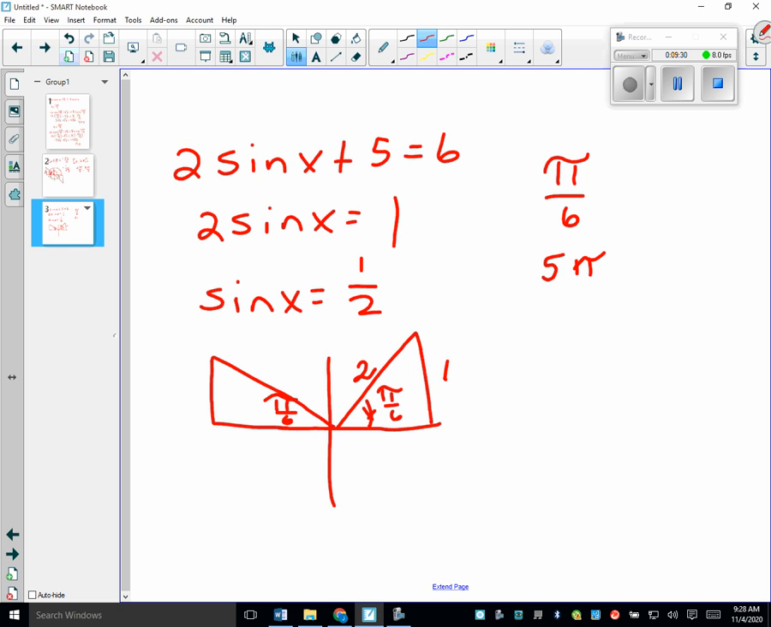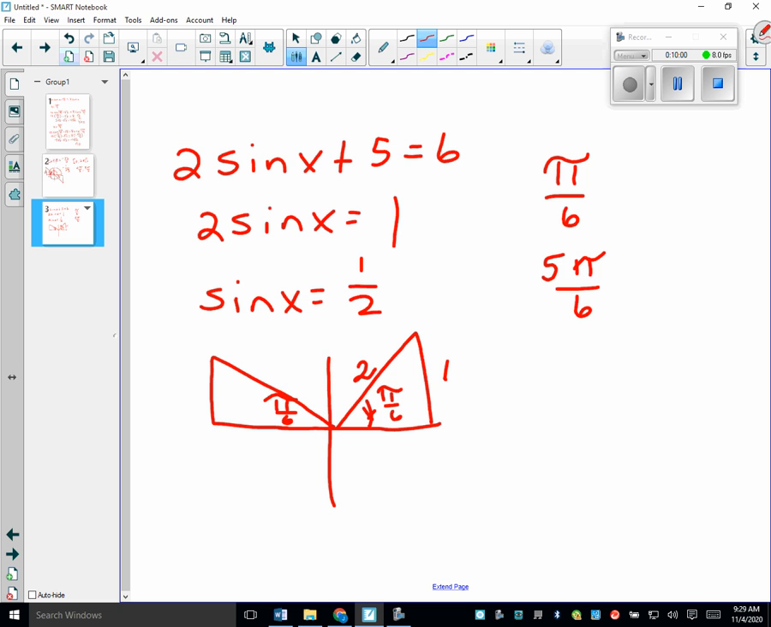Okay, now I'm going to throw one more thing at you. What happens if I took the restriction off of 0 to 2 pi and said find them all? It would be going on forever. 13 pi over 6. Wait a minute, how did you get 13 pi over 6?